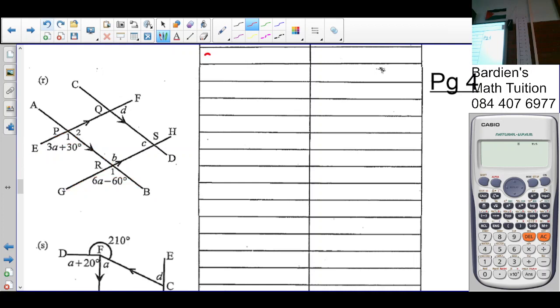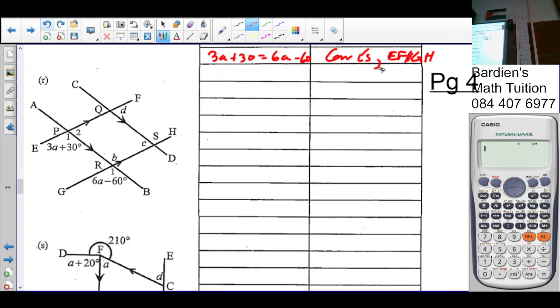So 3A plus 30 plus 6A minus 60 equals? Not 1A. Nope. Corresponding angles are equal. So it's 3A plus 30 equals 6A minus 60. Corresponding angles with EF being parallel to GH. Again, when we're using corresponding, alternate, co-interior, we must say which lines are parallel.